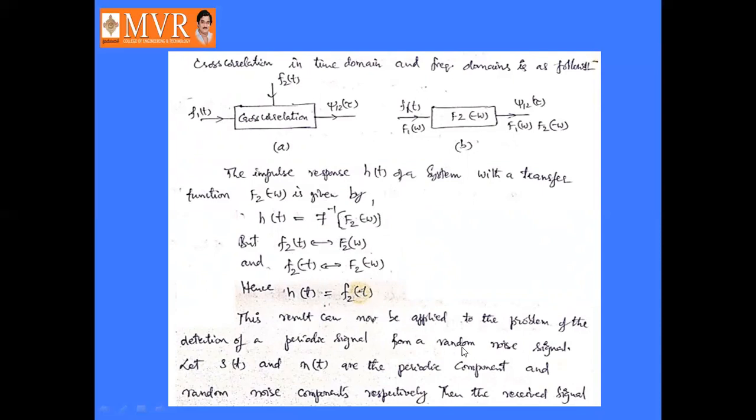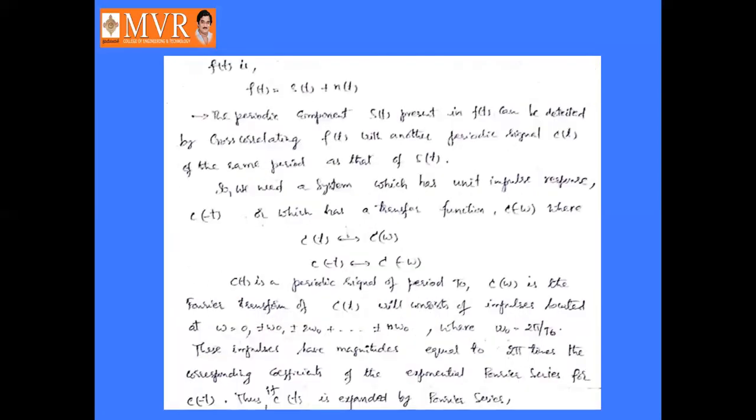So this result can now be applied to the problem of the detection of a periodic signal from a random noise signal. Let s(t) and n(t) be the periodic component and random noise component respectively. Then the received signal f(t) is nothing but the sum of the periodic signal and noise signal, that is s(t) plus n(t). The periodic component s(t) present in f(t) can be detected by cross correlating f(t) with another periodic signal c(t).